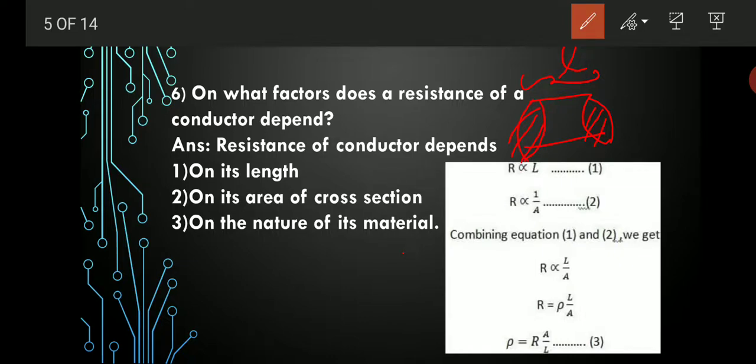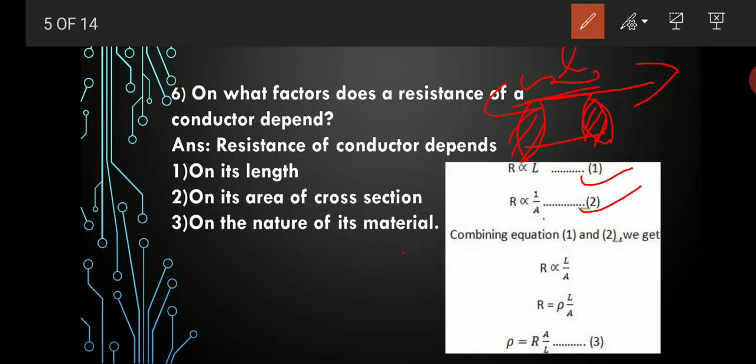Now how does it depend on these? Resistance is directly proportional to the length of the conductor. As the length increases, its resistance also increases. Then the area of cross section: resistance is inversely proportional to the area of cross section, that is, as the area of cross section increases, its resistance decreases.